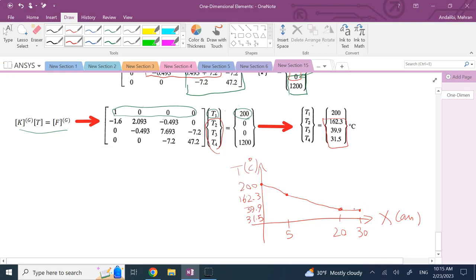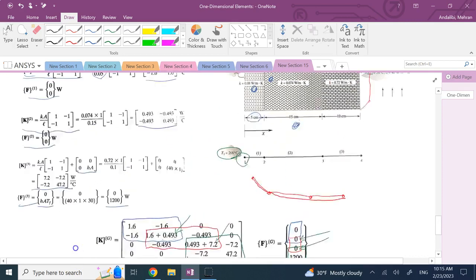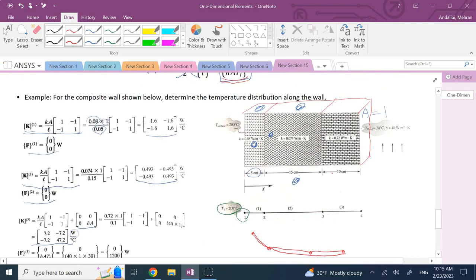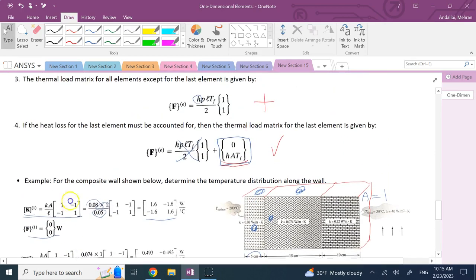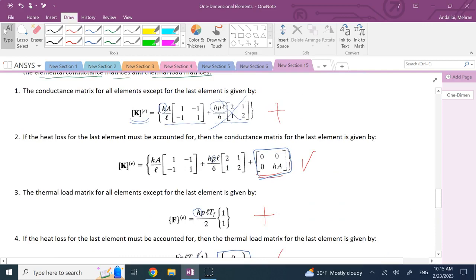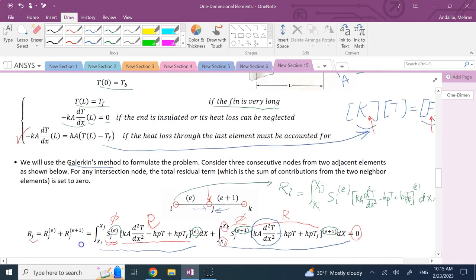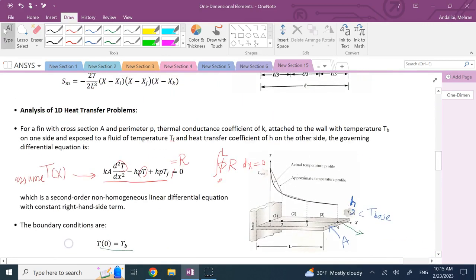Again, you can use more elements, you can use higher order elements, and do a lot better analysis. So hopefully this video was useful to you and you learned a little bit more about 1D elements and how to perform heat transfer analysis for 1D problems.